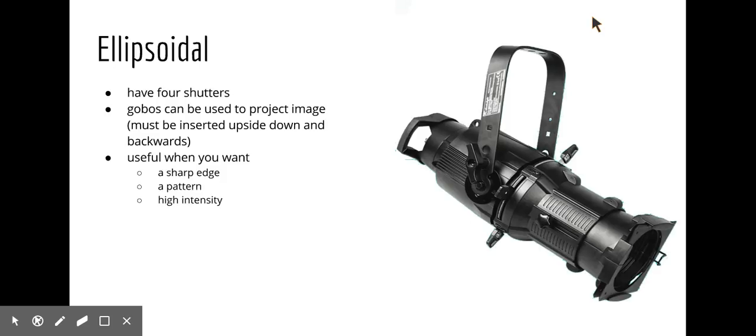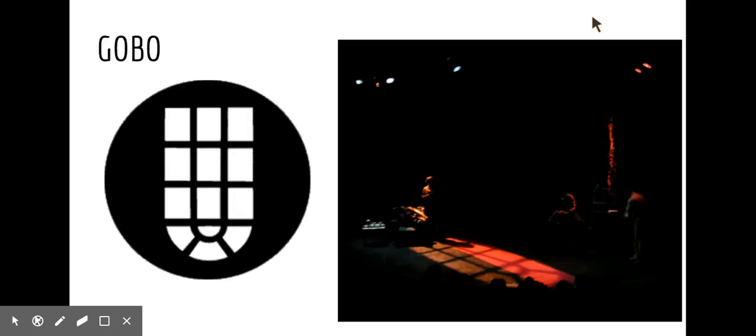Don't forget you have to insert your gobo upside down and backwards. And ellipsoidals are useful when you want a sharp edge, if you want a pattern, or if you want a high intensity light. So this is what a gobo would look like. So you would insert it upside down and backwards so that way you would get that image projected onto the stage.